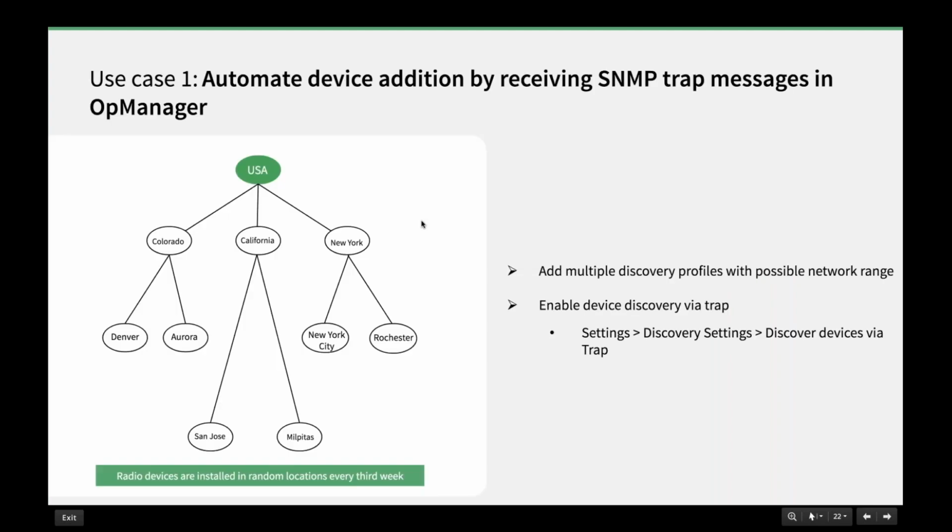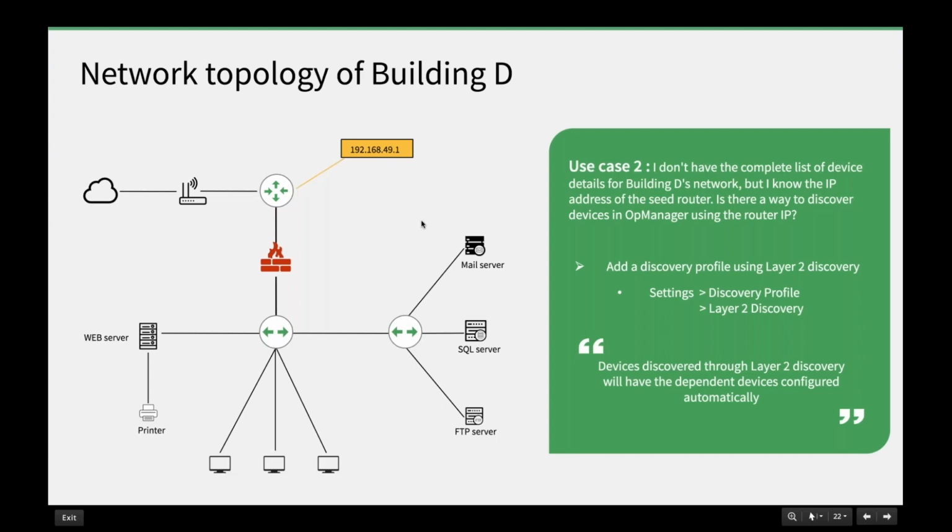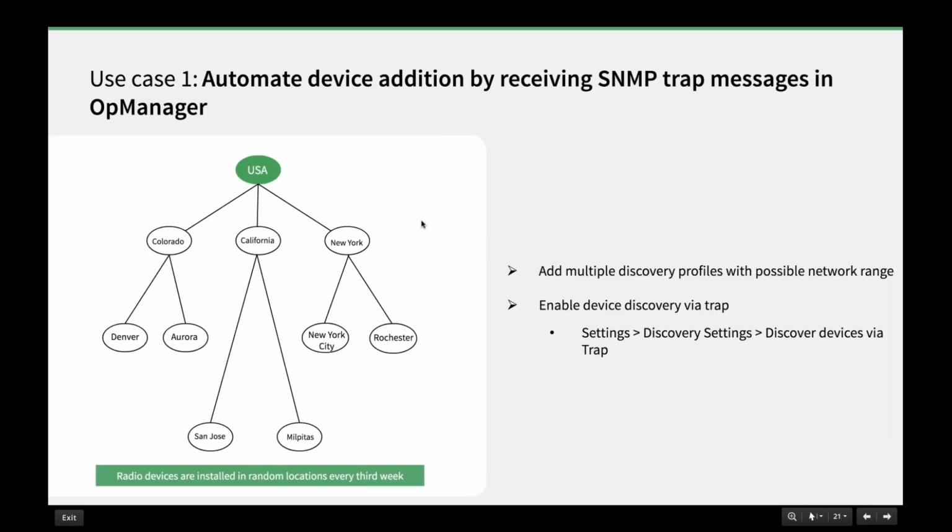Real life use cases. We have some interesting real life use cases that we have got from our most valuable customers, on how OpManager helped them in tedious times to make their life easier. The first use case: automating device addition by receiving SNMP trap messages in OpManager. There was this one end user who wants to add devices in OpManager automatically. So let's see what are the ways of achieving it.